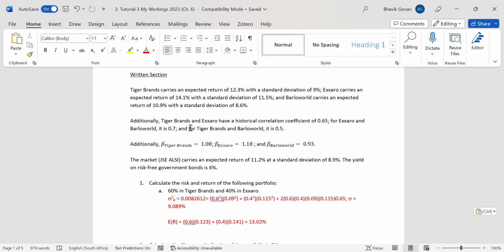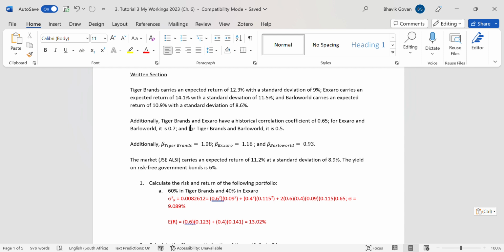Additionally, the beta of Tiger Brands is 1.08, the beta of Exaro is 1.18, and the beta of Barloworld is 0.93. The market, which is the JSE LC, carries an expected return of 11.2% at a standard deviation of 8.9%. The yield on the risk-free government bonds is 6%.